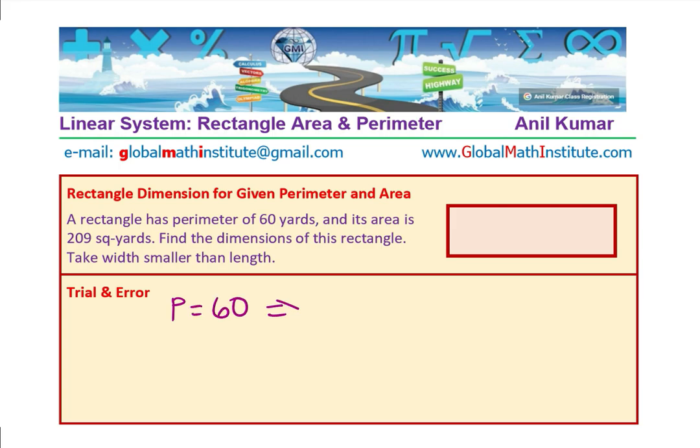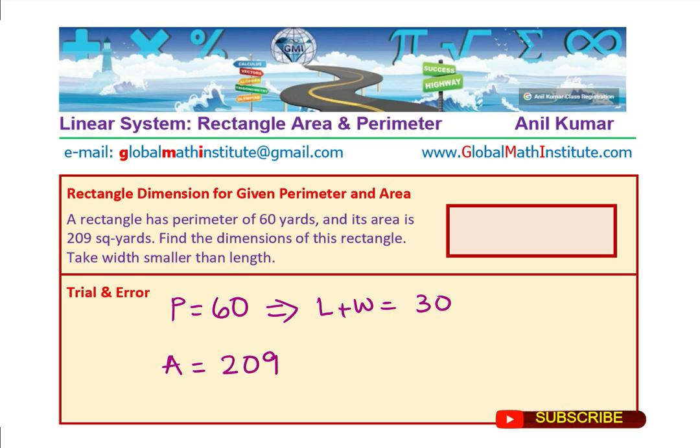So that gives you that the combination of length plus width has to be half of this. That is 30, right? And then we are given that the area is 209. Now, area is the product of length and width, right? You have to multiply length and width to get 209. 209 is a very interesting number, right?